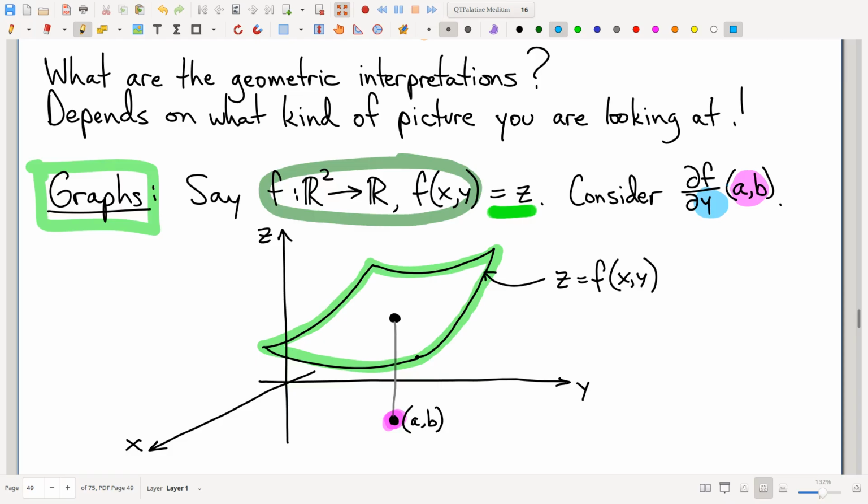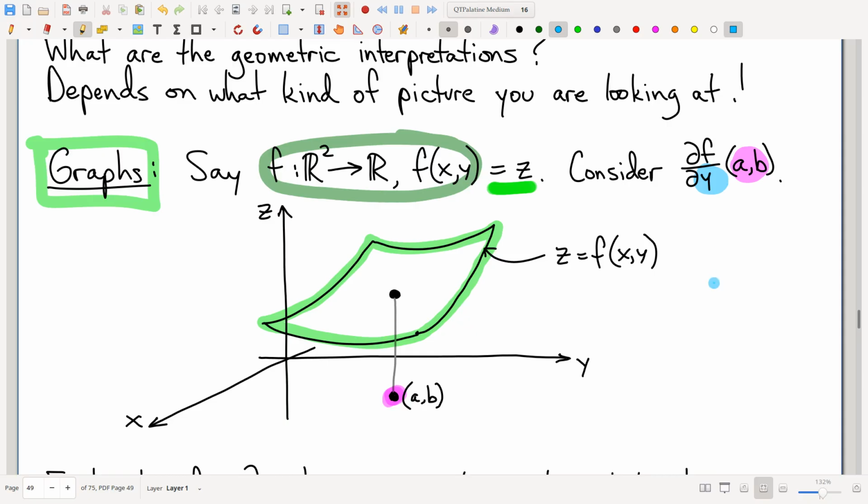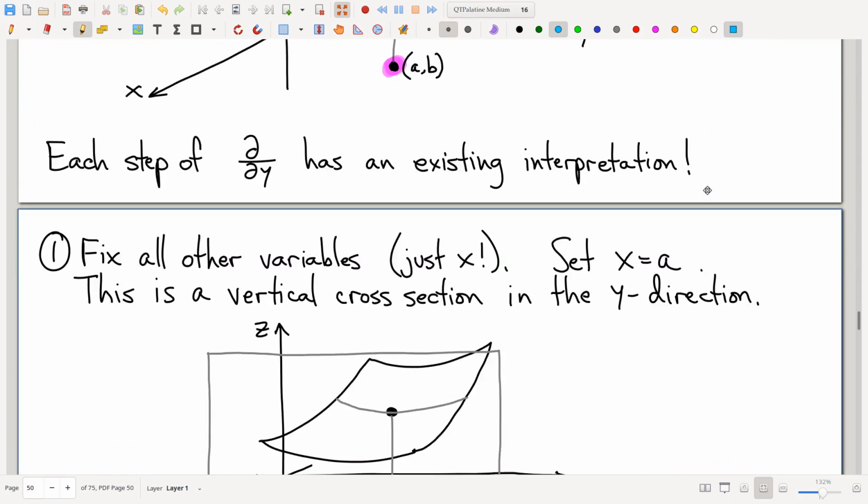And so now begins the analysis, and what does this look like? How do I, on this picture, visualize the partial derivative with respect to y? I'm just going to take it one step at a time and start drawing pictures of this process itself. Keep in mind the very first thing that we do when we take a partial with respect to y is we fix the other variables. x is our only other input variable. So I'm going to fix x.